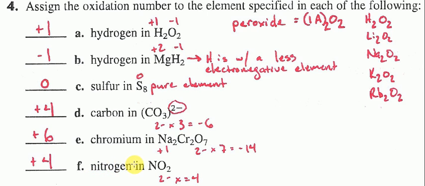Lastly, nitrogen in NO2. Actually, no, this is not nitrite. This is not an ion. This is just nitrogen dioxide. There's no charge listed, like we see on the carbonate up in D. There's no overall charge, so this is just nitrogen dioxide. Let's start with oxygen, -2. There are 2 of them, so that gives us a total of -4. There's only 1 nitrogen to balance out that -4, so we give nitrogen a +4.